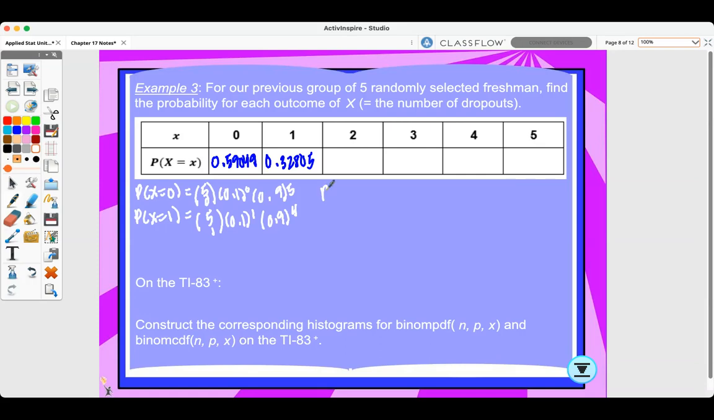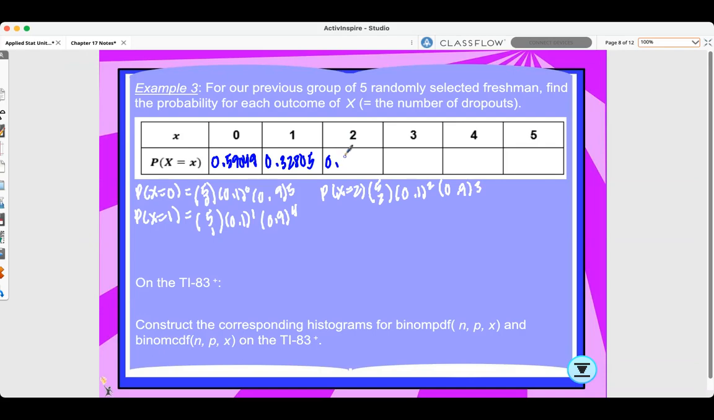And we're going to do one more. The probability of X equals 2 would be 5 choose 2. So we would have 2 successes and 3 failures. What do you notice about the exponents? They add up to 5. And this one would be 0.0729. You can try to do 3, 4, and 5 on your own. The answers are 0.00081, 0.00045, and 0.00001.